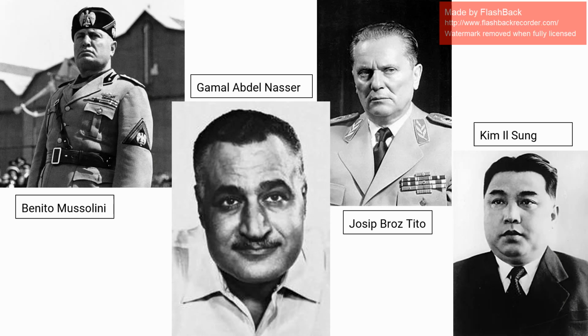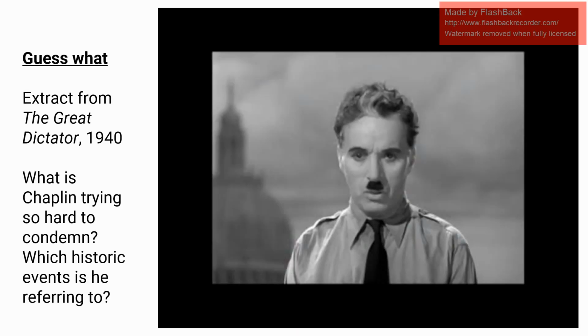You're also going to revise, as I said before, Mussolini, Nasser, Tito, Kim Il-sung, and understand what's happening nowadays in Korea. You will probably understand better movies like this one, The Great Dictator by Chaplin from 1940, that of course depicted Hitler. Why is he condemning so hard these events in history? What happened in Germany and in the Second World War? Which event is he referring to? It's very interesting to actually know these things.